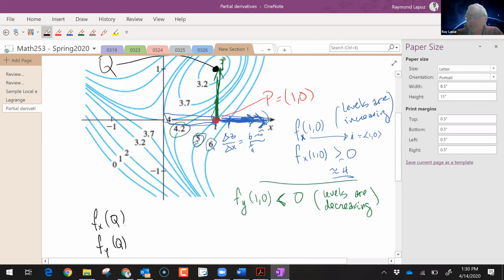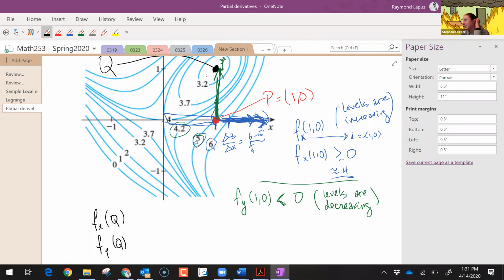What do you think is happening there? So I'm looking at Q now as a different point. I'm not looking at 1, 0 now, P. I'm looking at Q here. I think that's 1, 1. What do you think the derivatives are at those points? What do you think the derivatives are at that point?